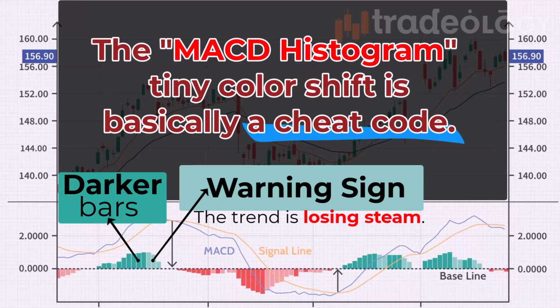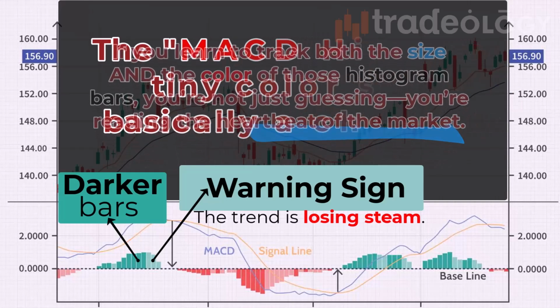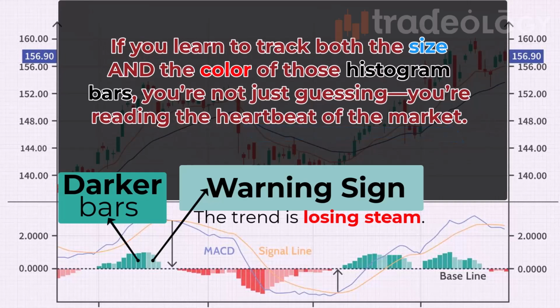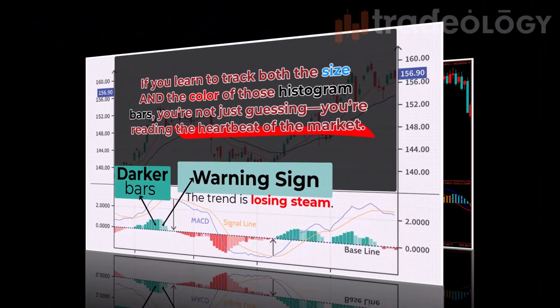be about to flip. So here's the deal. If you learn to track both the size and the colour of those histogram bars, you're not just guessing, you're reading the heartbeat of the market. In the next part of this tutorial, I'll show you exactly how to use the histogram like a pro to avoid fake signals and lock in way smarter trades. Stay locked in because this single trick could level up your trading game big time.